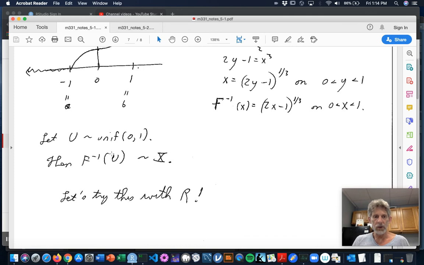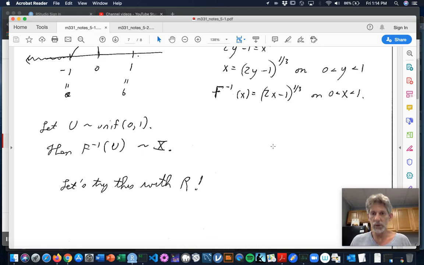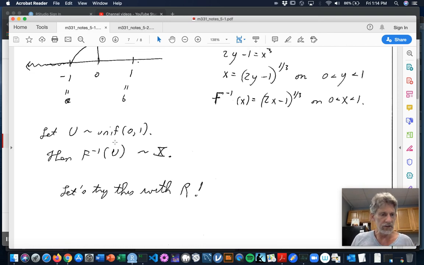So I'm going to head to R with that. I'm going to do F inverse, like twice uniform minus 1 to the 1/3 power. And I'll be able to simulate this new random variable. That's going to be really cool. And so I'll do that in a separate screencast. So I'll see you soon.